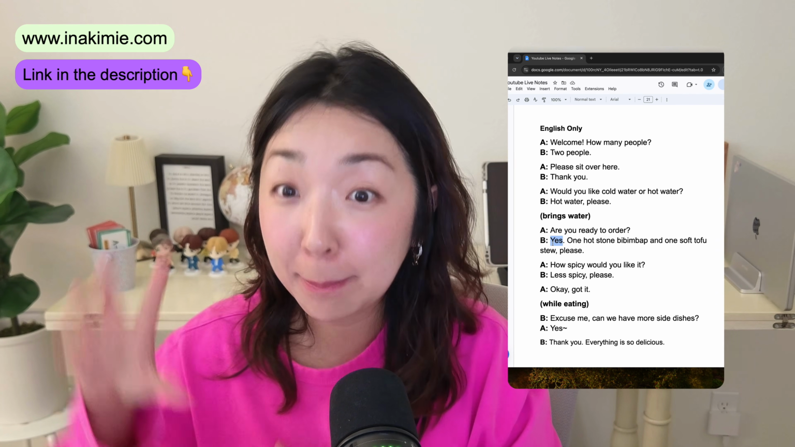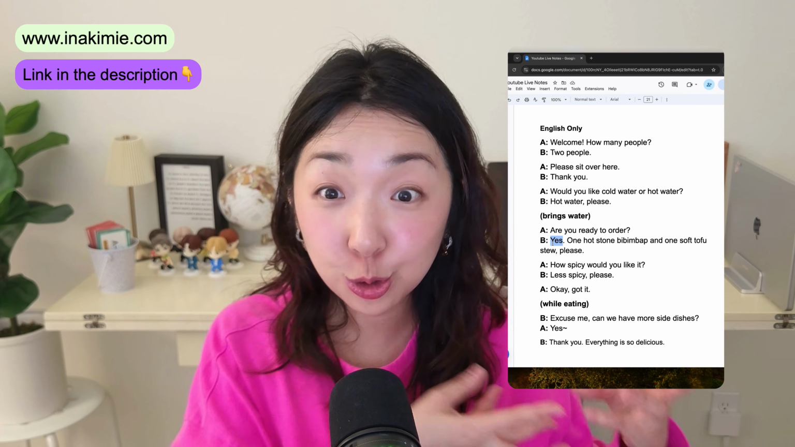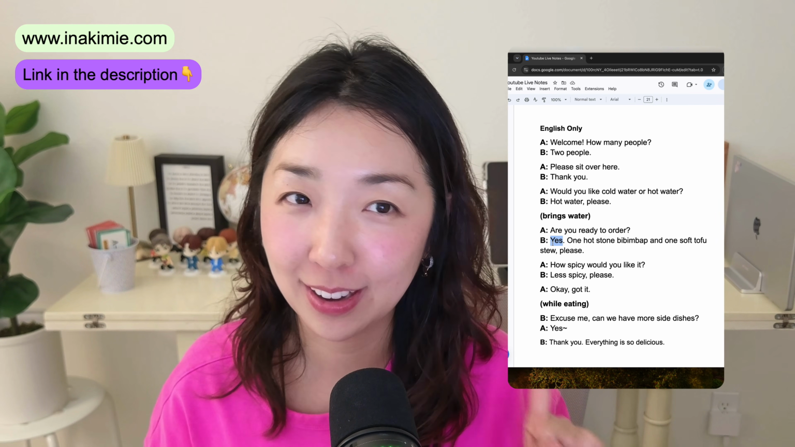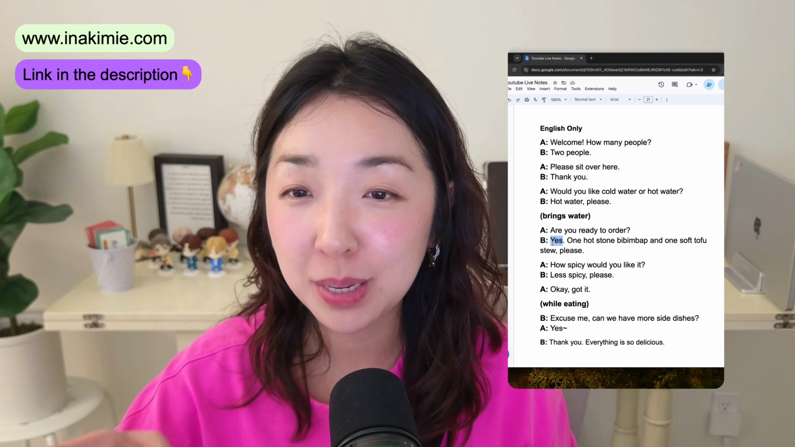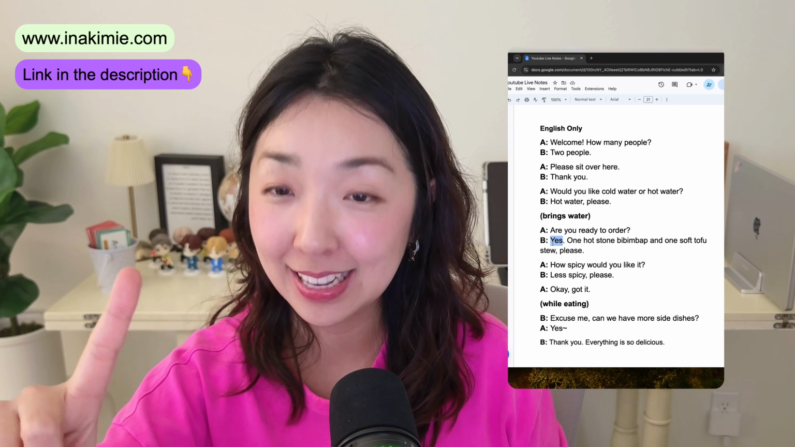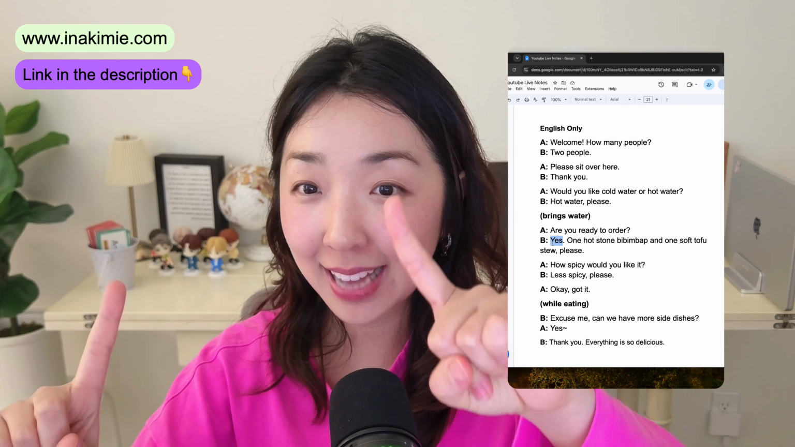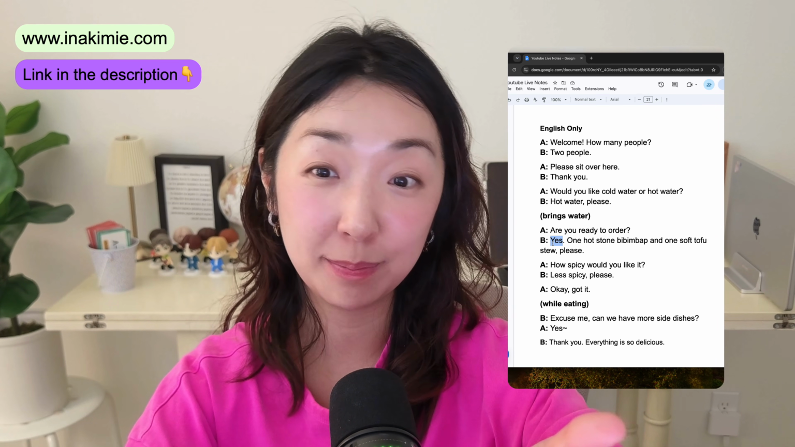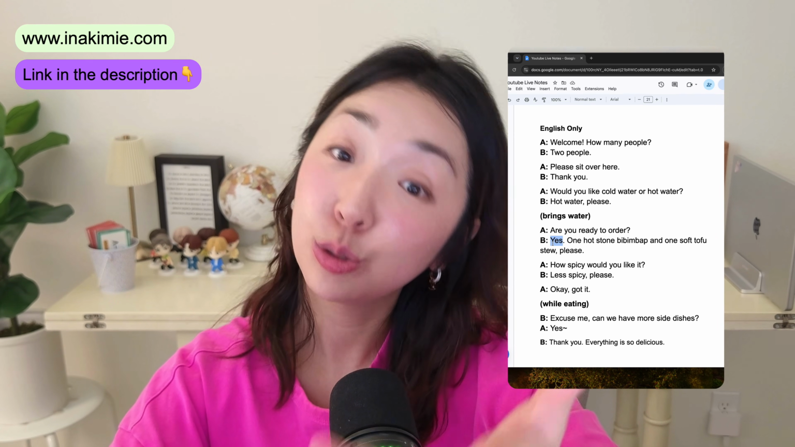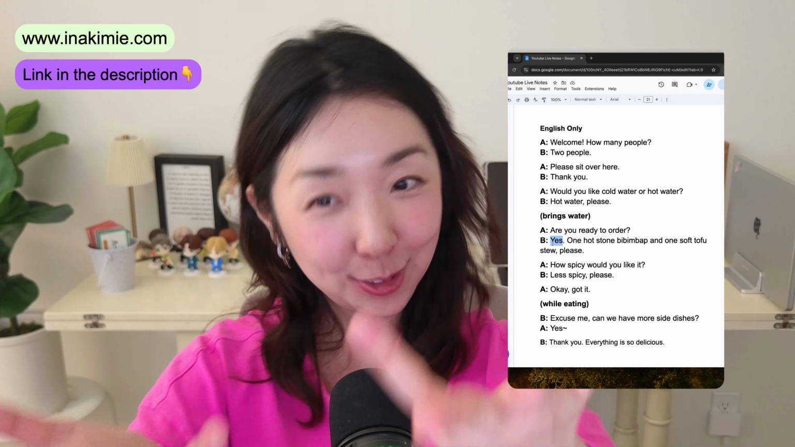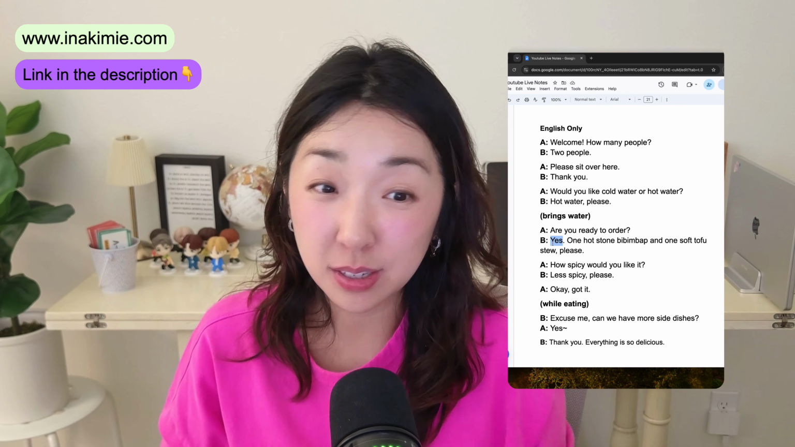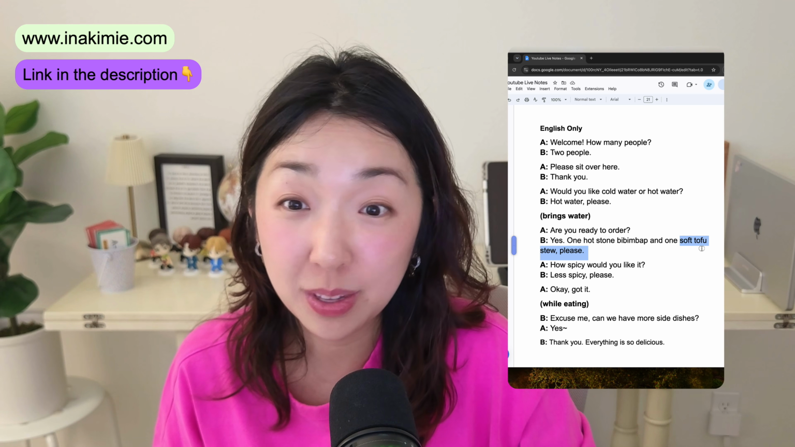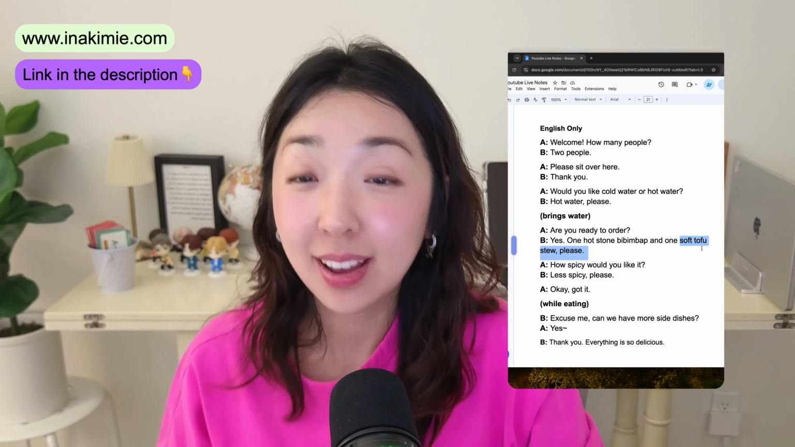돌솥 비빔밥 하나랑 순두부찌개 주세요. I forgot to say 하나. 돌솥 비빔밥 하나랑 순두부찌개 하나 주세요. Go ahead. 돌솥 비빔밥 하나랑 순두부찌개 하나 주세요. You can substitute hot-stone bibimbap or tofu stew with any food you like here and order.